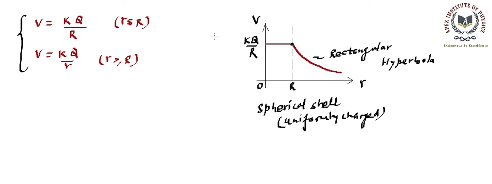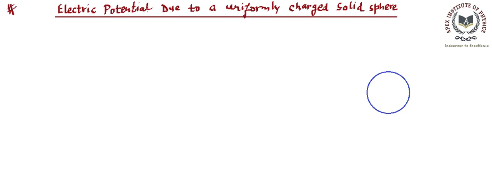Now we will be talking about the electric potential due to a solid sphere which is non-conducting in nature and uniformly charged. So here is the next part, which says electric potential due to a uniformly charged solid sphere. Let's say we have a solid sphere with a uniform charge distribution, total charge Q and radius R, and the charge is distributed inside as well as outside, so that is a solid sphere.